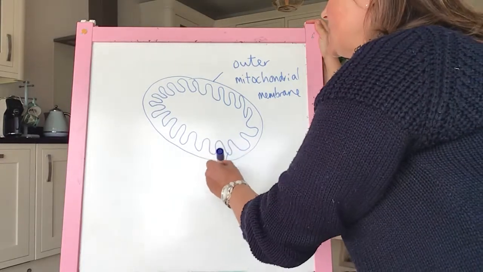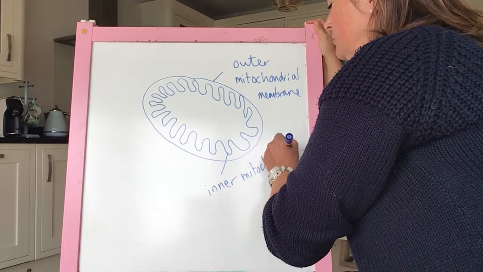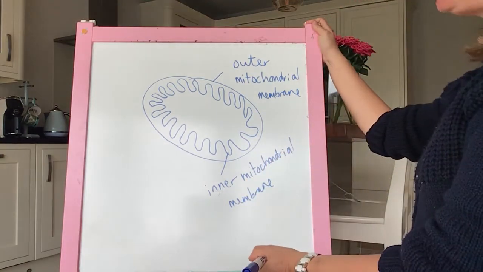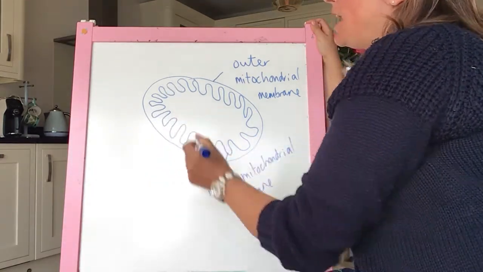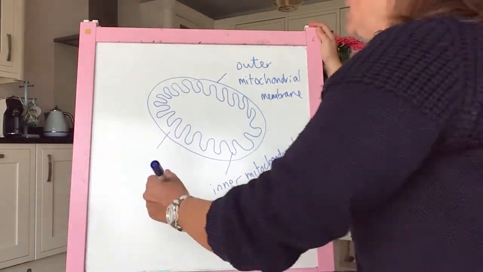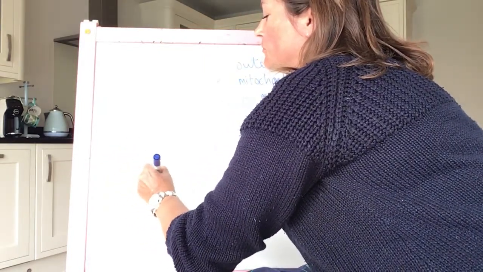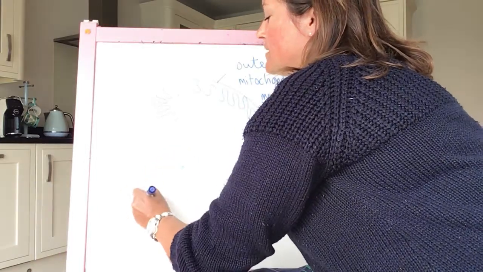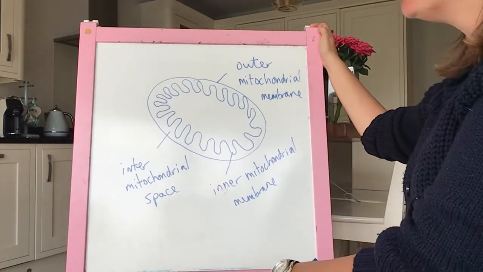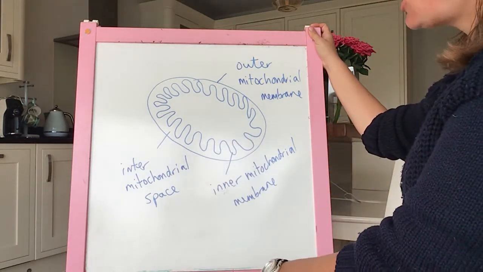So this here then is the inner mitochondrial membrane. And this space in between the outer and the inner is called the intermitochondrial space. Now that will become more important as we go on through all the different stages of aerobic respiration. Okay, so these finger-like projections are called cristae.